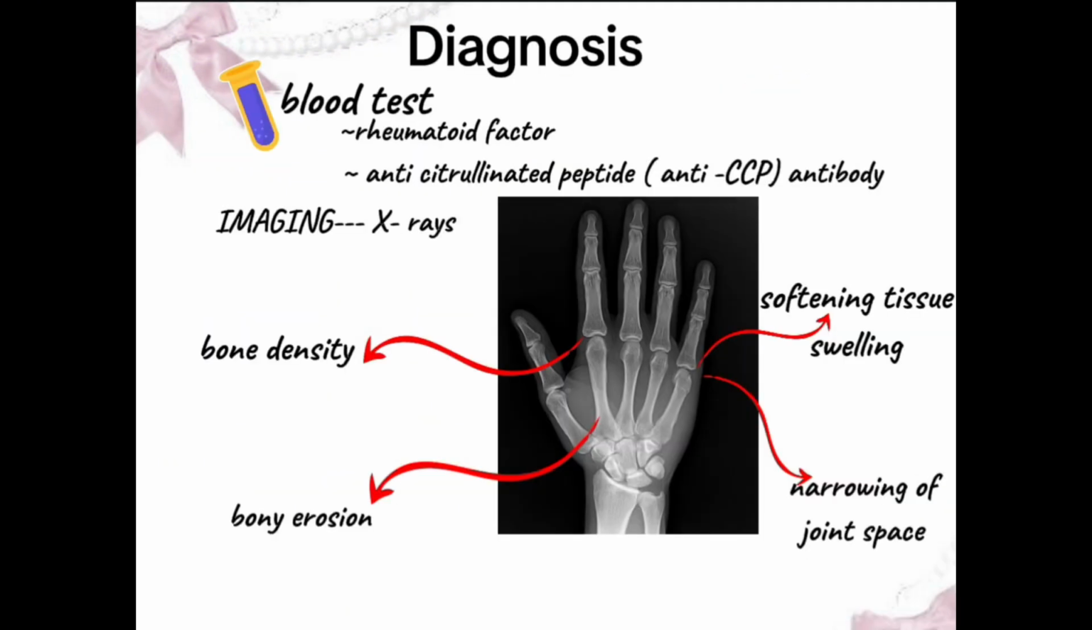Diagnosis of rheumatoid arthritis usually involves confirmatory blood tests, like looking for the presence of rheumatoid factor and anti-citrullinated peptide antibody. Additionally, imaging studies such as X-rays usually reveal decreased bone density around the affected joint, soft tissue swelling, narrowing of the joint space, and bony erosion.